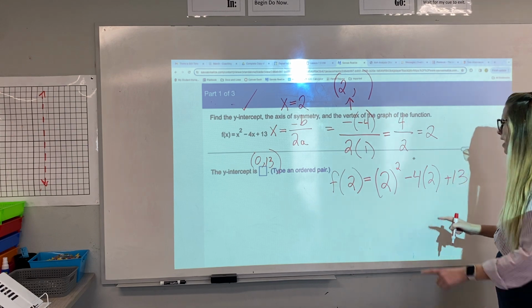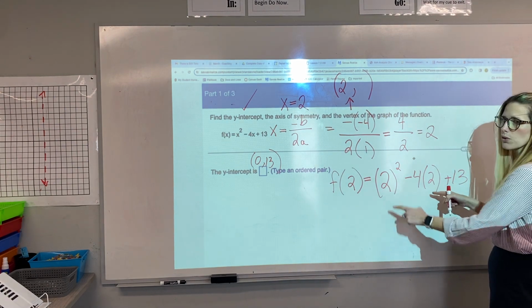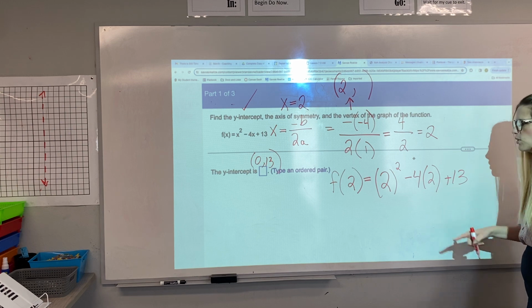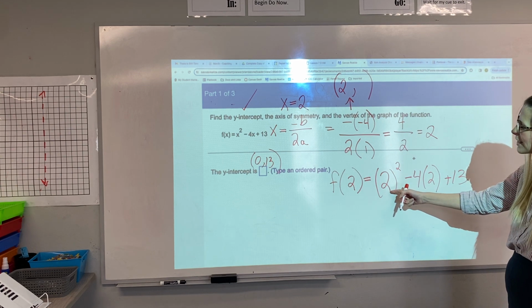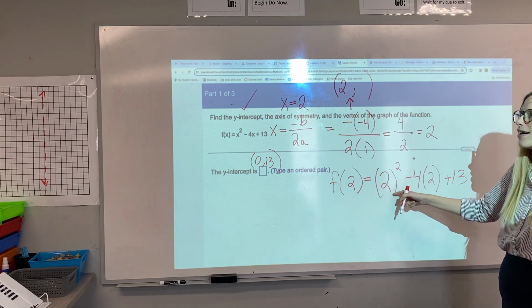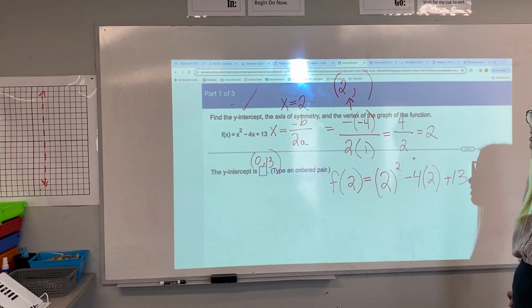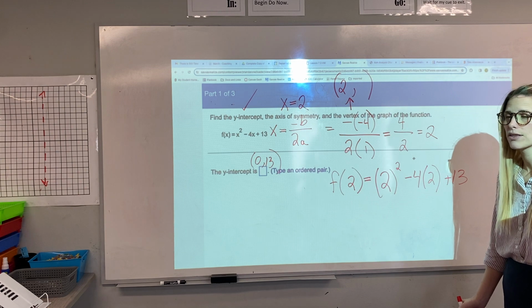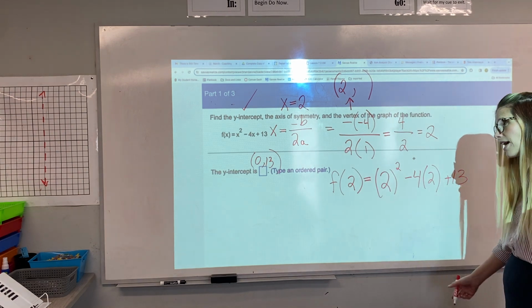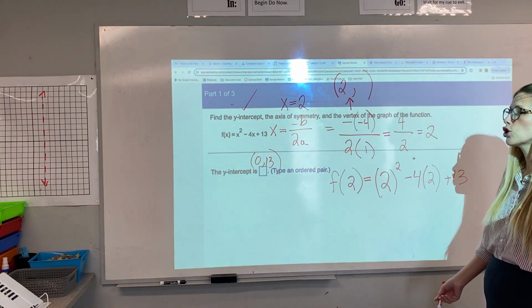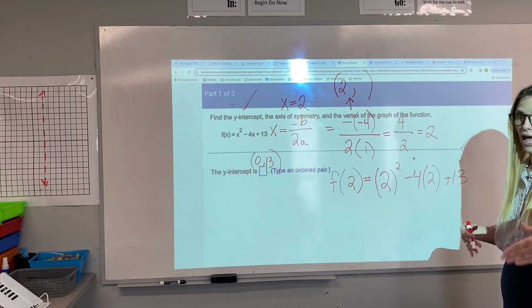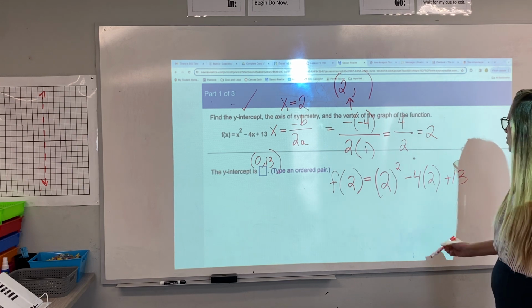Do you guys understand why I plugged in 2's in both of these spots? Do I need the parentheses here? Nah, it's a positive number. If I didn't have the parentheses, it wouldn't change anything. But I like to stay in the habit of using parentheses so that when I do have negative numbers, which does make a huge difference, I won't forget.